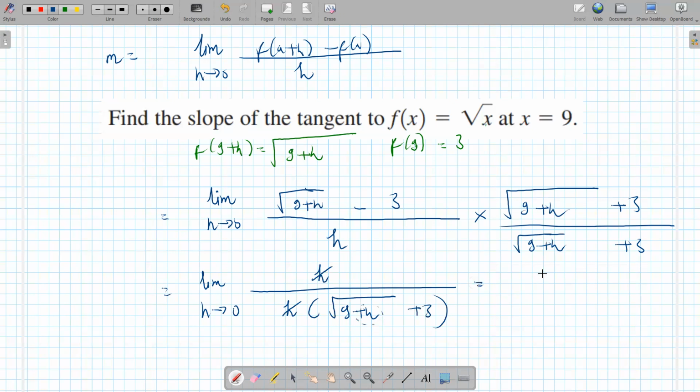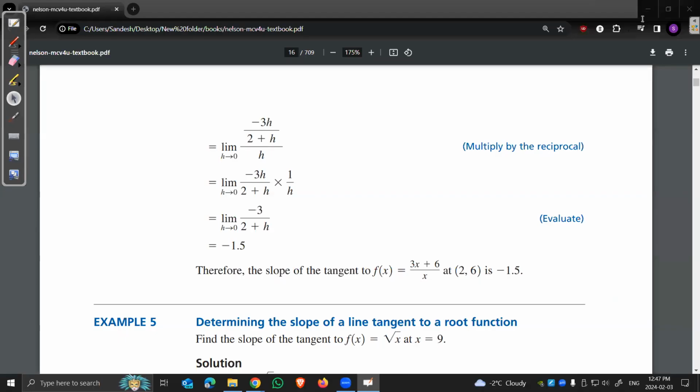So therefore, for your slope, there's only a 1 remaining on the top. And on the bottom, you have the square root of 9 plus 0, that's a 3. 3 plus 3 is a 6. And there you go. 1 over 6 is the final answer. That's the slope of the tangent line for this function.